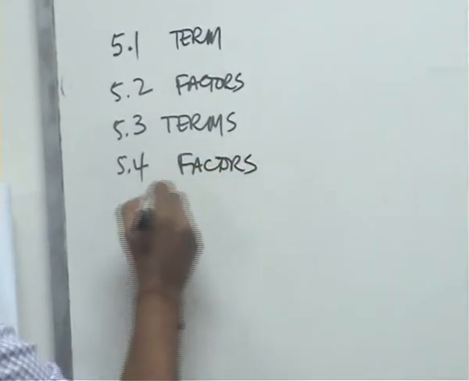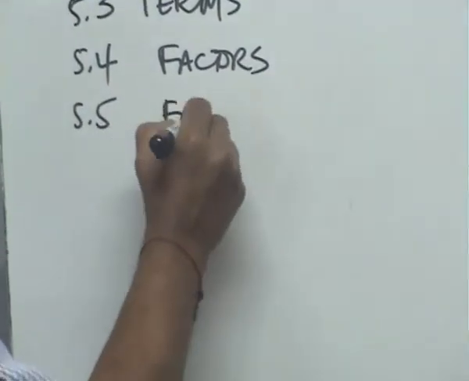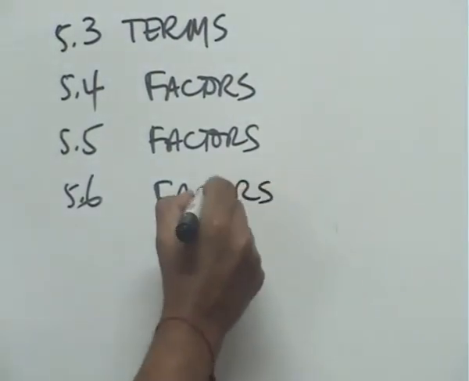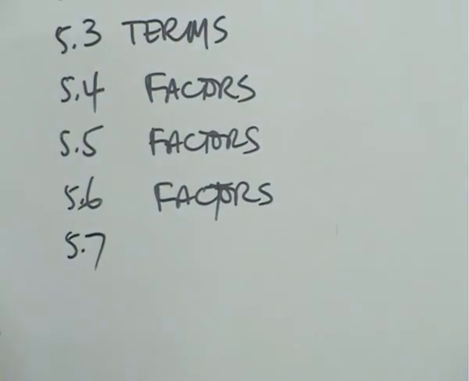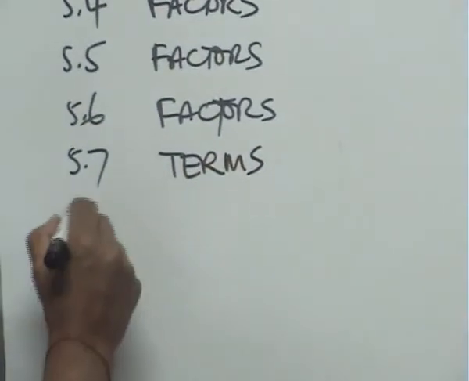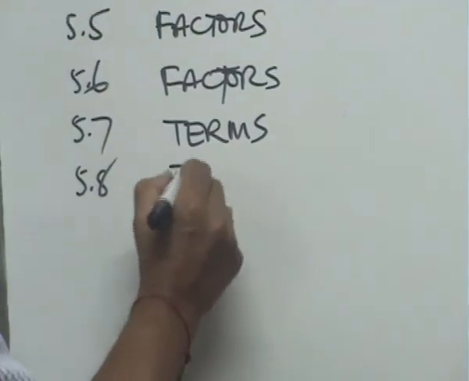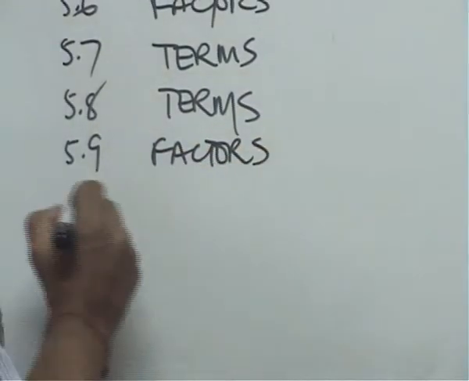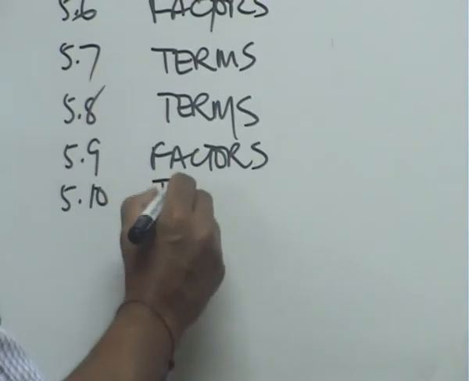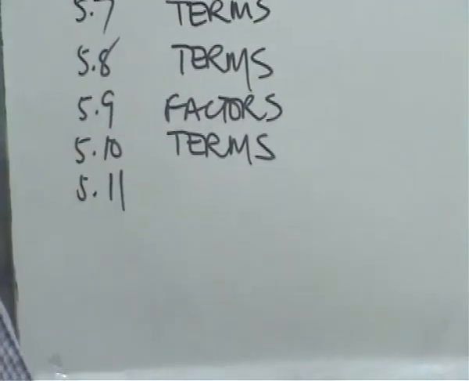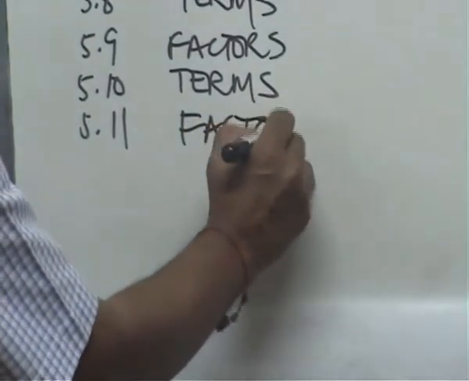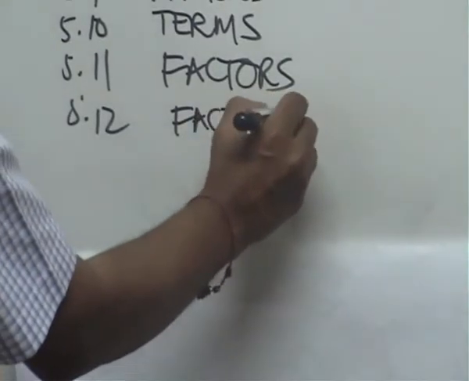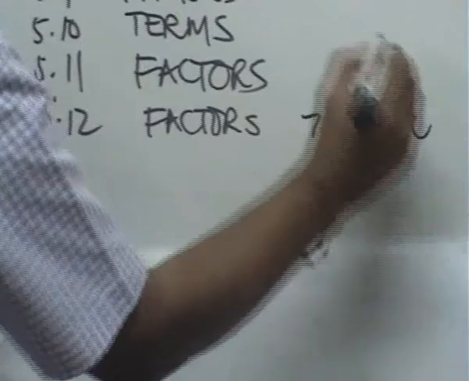5.4, factors. 5.5, factors. 5.6, factors. 5.7, terms. 5.8, terms. 5.9, factors. 5.10, terms. 5.11, factors. 5.12, factors, because 7a is the same as 7 times a.